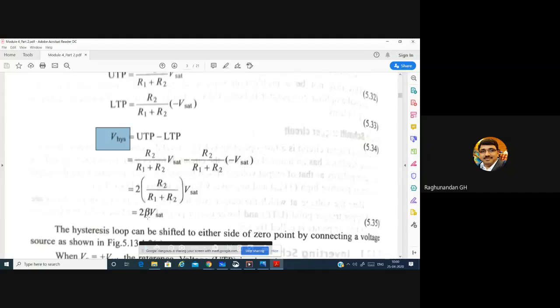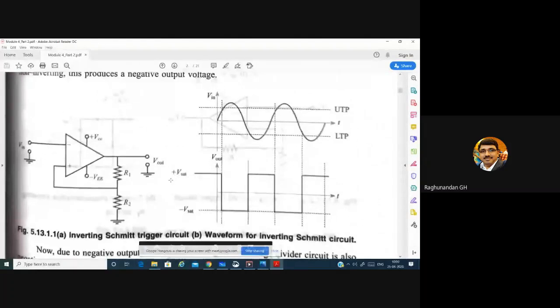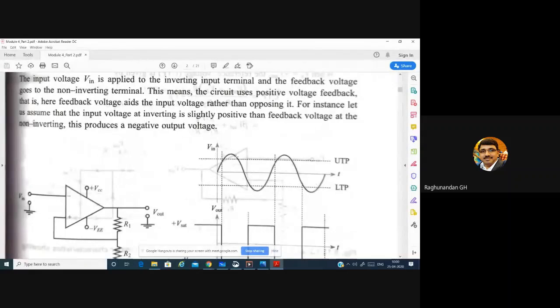So this acts almost like a gain. It is similar to the gain formula, which is why we take it as beta. So we take it as 2 beta V saturation. This is how we calculate it. Now once UTP and LTP are calculated, fix that UTP, fix that LTP. That value we have fixed.